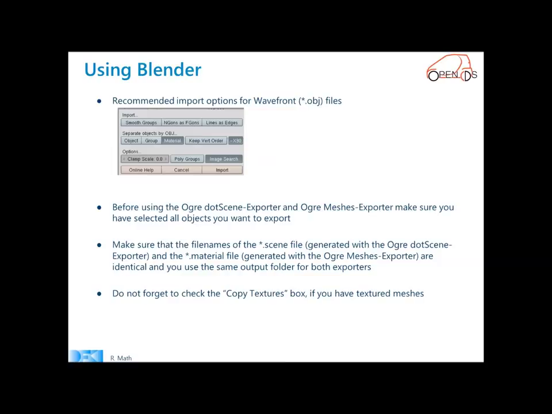For your guidance, here are the settings again. That might be helpful when you want to import objects to Blender. And I also added the most important things you have to consider here. You can use this as an orientation at home. Make sure that you name both the scene file and the material file in the same way, and click the copy textures box, of course.